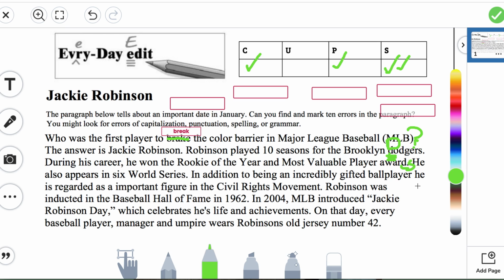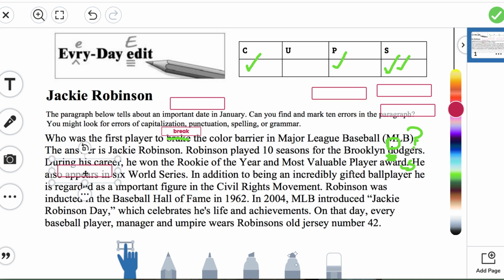He also appears. Now let's look at this verb, appears. It's written in the present tense form, meaning like it's still happening, but he is no longer with us. He is not alive. So we need to change the verb usage. He also appears. We need to change it to appeared.